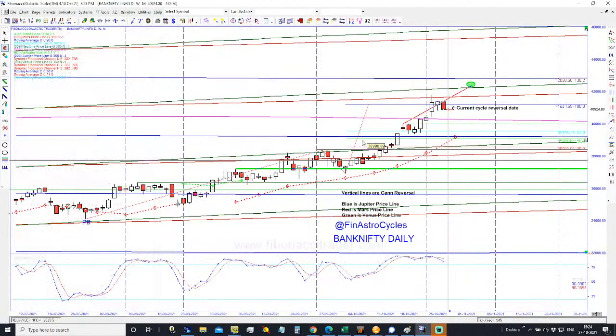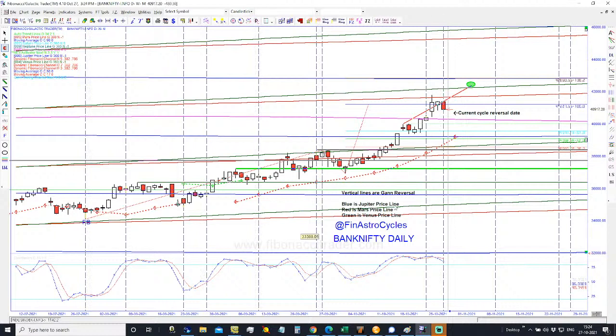As we are talking, the Bank Nifty is trading at 40,923, and it has not reached the projected price target of 42,410, and it started selling off. Now this line is a current cycle reversal date, which is falling today only, not tomorrow. This is the current cycle reversal date.